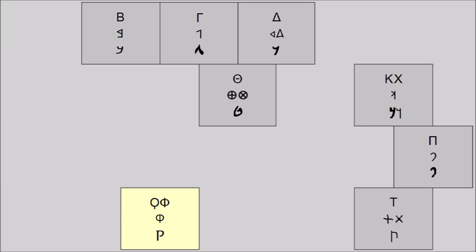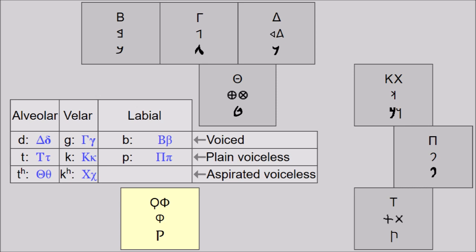All of the Greek plosives I've talked about so far fit neatly into this table, where the columns group them by where in the mouth they are articulated, and the rows group them by voicing and aspiration. But it would have had a fourth column not long before this alphabet was adopted, for sounds with both a labial component and a velar component, called labiovelars.